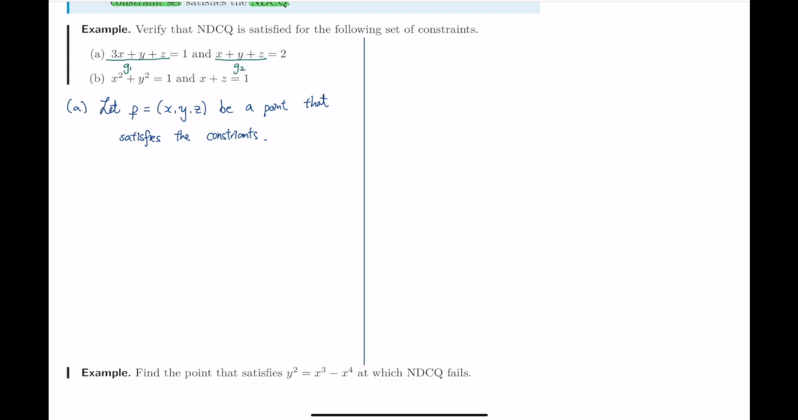And then to check NDCQ, we need to look at the Jacobi matrix or Jacobian matrix. Jacobian matrix is formed by putting the gradient of the constraint functions as rows. Gradient of G1 and gradient of G2 as rows. If you take the gradient of G1, what do you get? You get 3, 1, 1. Okay? So this is the gradient of G1. How about the gradient of G2? Well, the gradient of G2 is given by 1, 1, 1.